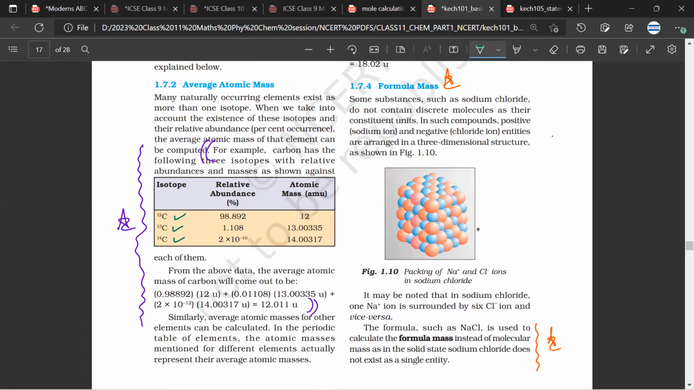If we have understood the concept well, what we will understand is that 12C would be 6 protons and 6 neutrons. 13C would be 6 protons and 7 neutrons. And 14C would have 6 protons and 8 neutrons. Are we clear about this?